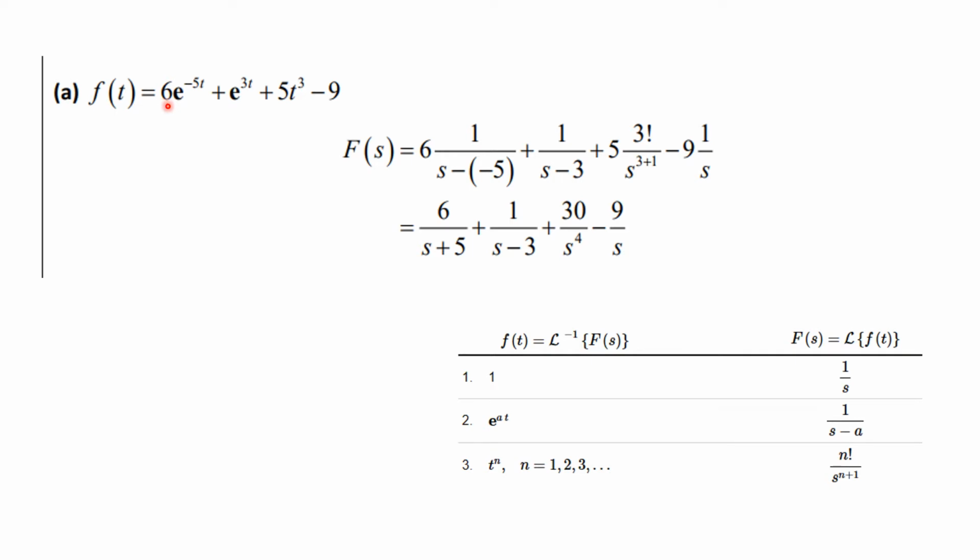Well, we know it's a linear operator, so the 6, the 1, the 5, and the -9 just sit there, and we're going to be using things from our table. So we know the Laplace transform of 1 is this, the Laplace transform of e to the at is this, and the Laplace transform of t to the n for n an integer is this. And so that's what we substitute in, and we simplify it just a bit.